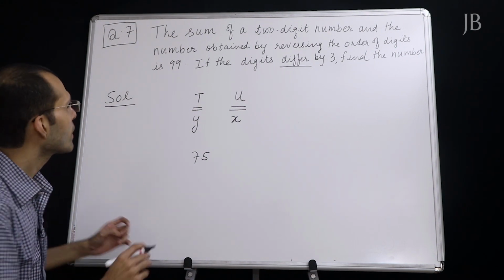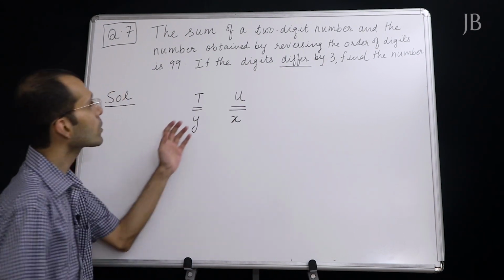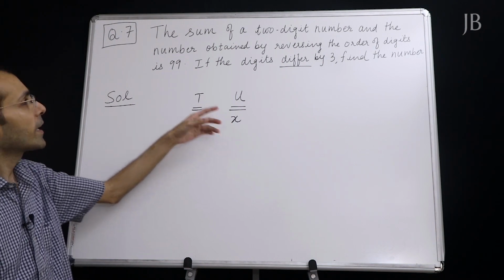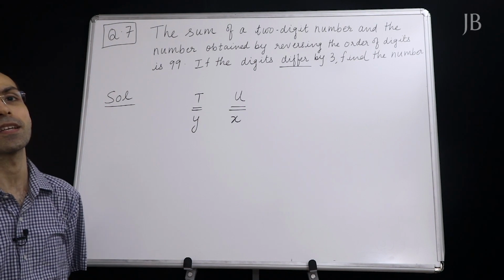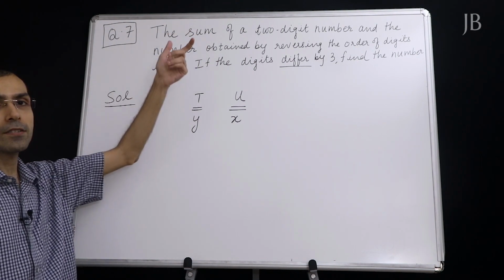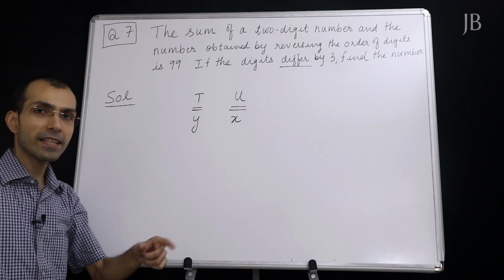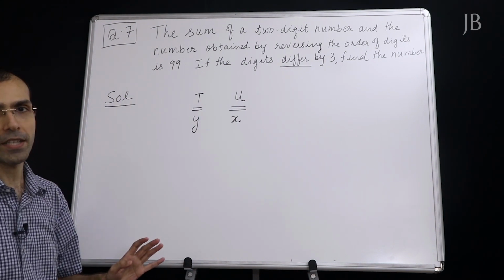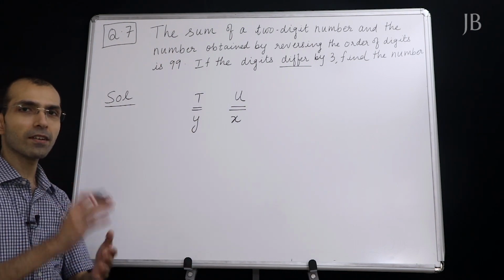So now here they are telling you the digits are differing by 3. Now we do not know which digit is bigger, and by reading the sum it is not possible to find out which digit is bigger. In certain sums, it is framed in such a way that you come to know that units has to be bigger than the tens, or tens has to be bigger than the units. In this case, it is open-ended. So we will consider one case only.